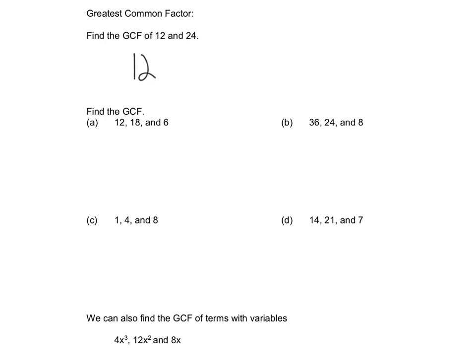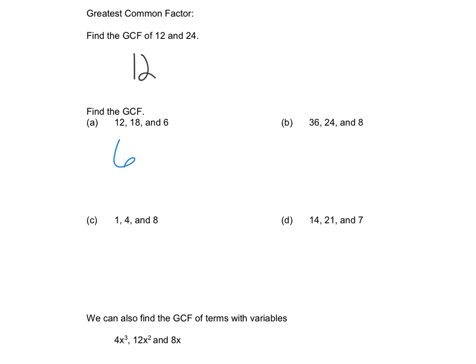So 12, 18, and 6. David, what's our GCF? Good. 6. So 6 goes into 6, and then 6 goes into 12 and 18. So that's going to be our highest one. So we have 6 for that one.